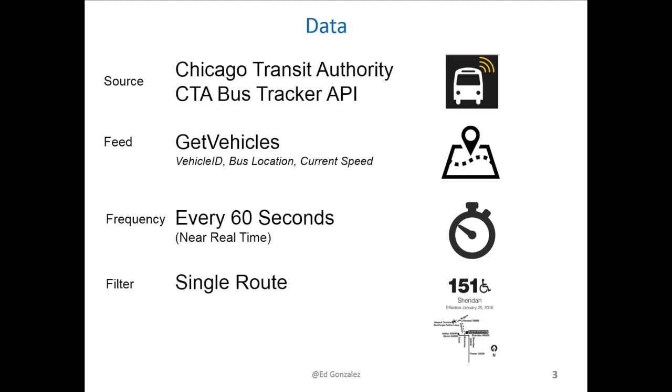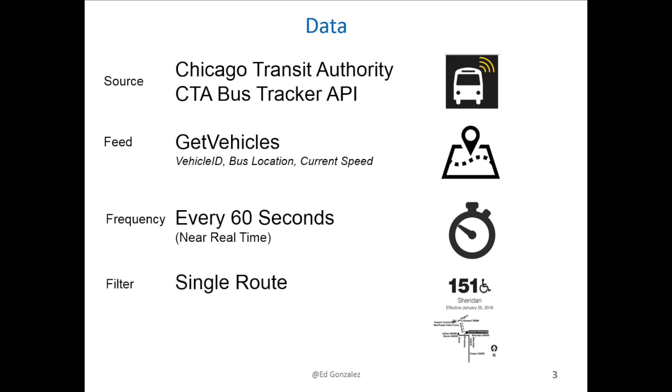The data for this will be pulled from the Chicago Transit Authority. They provide an open API where developers can retrieve a number of data feeds that cover information around bus locations, routes, and predictions. The primary feed that I will be using in my app is the Get Vehicles feed. This feed gives us access to some great data, such as bus locations, current speed, and vehicle ID.